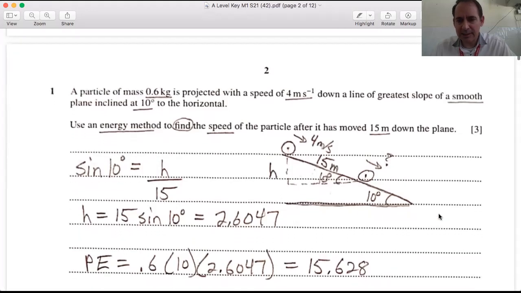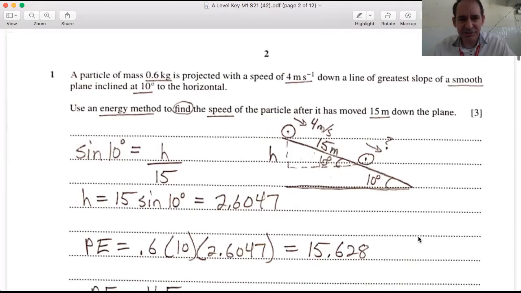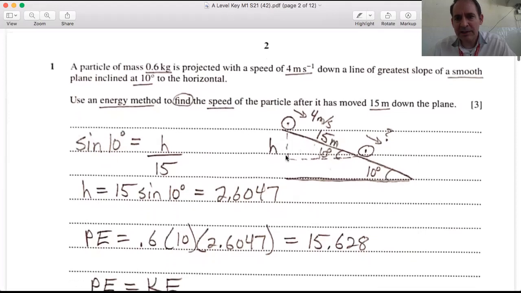Well, there are two energy formulas. One is potential energy, which deals with height, and the other is kinetic energy, which deals with your initial and final velocity. We have the initial velocity, but we don't have the final velocity, so it's a little difficult to use kinetic energy at this point. So we're going to focus on establishing potential energy, but to do that, we need to find the height.